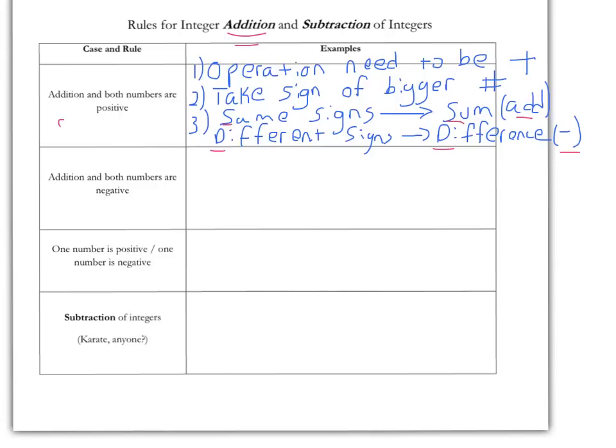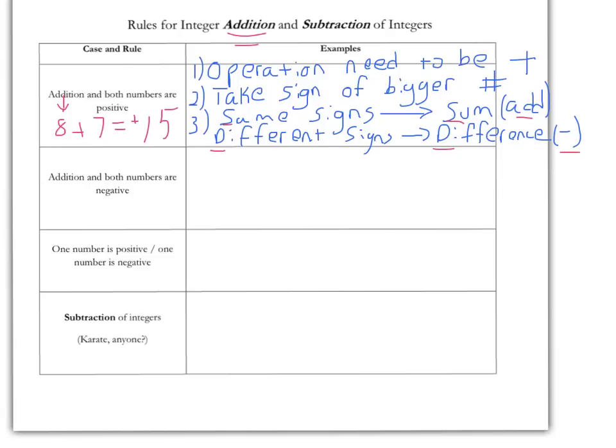Just a real quick example. 8 plus 7. First of all, make sure it's addition. It is. Take the sign of the bigger number. In this case, the bigger number is 8. They're both positive, so the sign of the answer is definitely going to be positive. And the signs are the same, right? 8's positive, 7's positive, so we add them together. Now you should have been able to do that mentally without all those steps, but that's again how we're going to use the steps to help us.